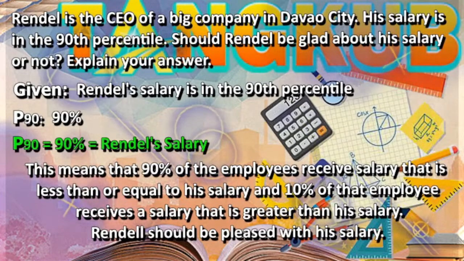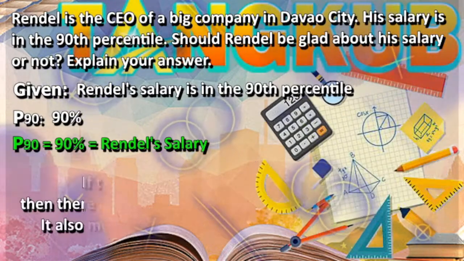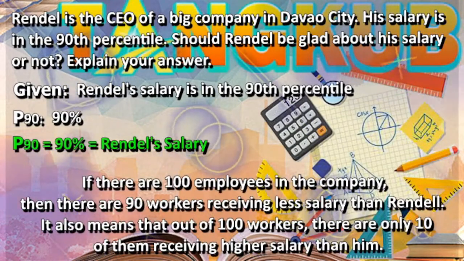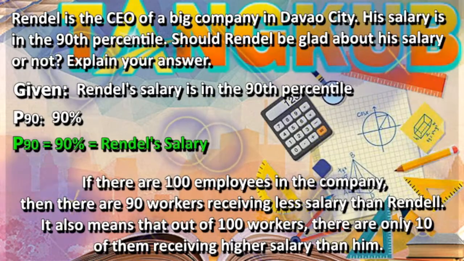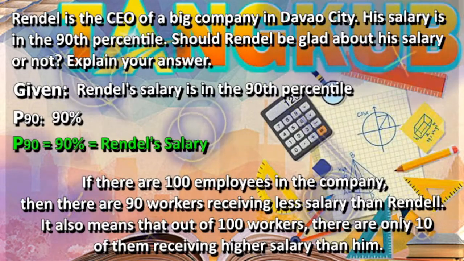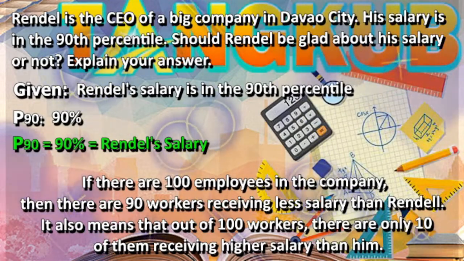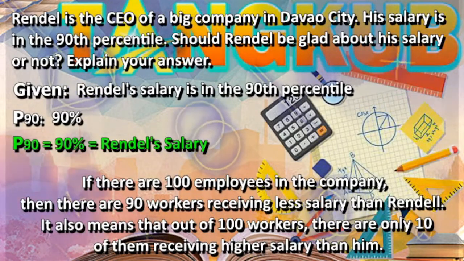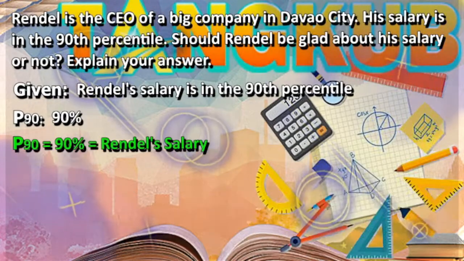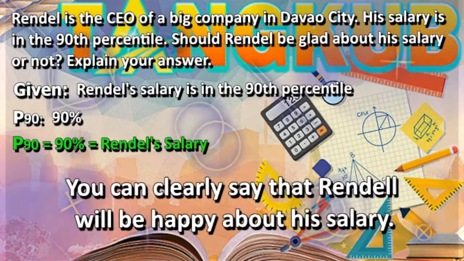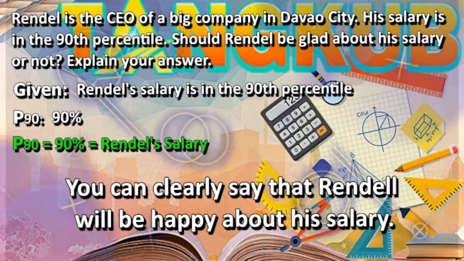Rendell should be pleased with his salary. If there are 100 employees in this company, then there are 90 workers receiving less salary than Rendell. It also means that out of 100 workers, there are only 10 of them receiving higher salary than him. With this information, you can clearly say that Rendell will be happy about his salary.